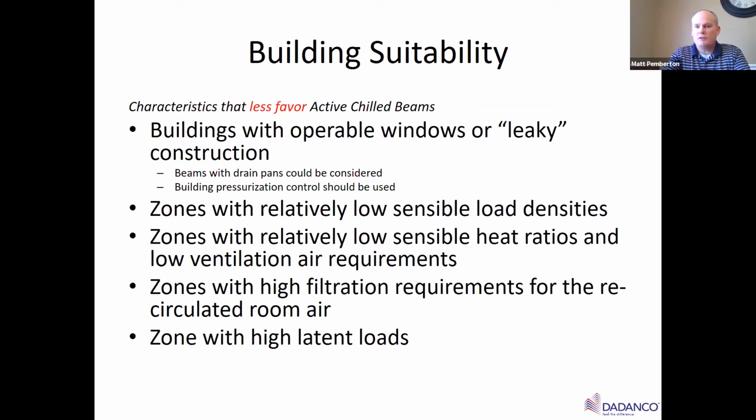But if we see situations where you have a low sensible load or low sensible heat ratios, chill beams won't provide you much benefit.